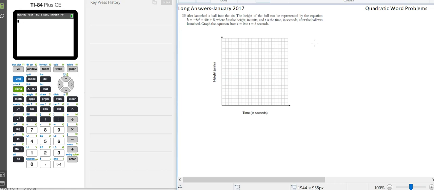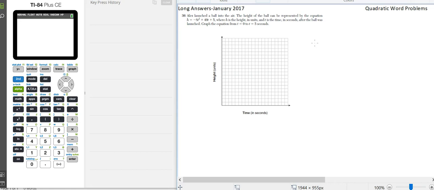Alex launched a ball into the air. The height of the ball can be represented by the equation h is equal to negative 8t squared plus 40t plus 5, where h is the height in units and t is the time in seconds after the ball was launched. Graph the equation from t is equal to 0 to t is equal to 5 seconds.